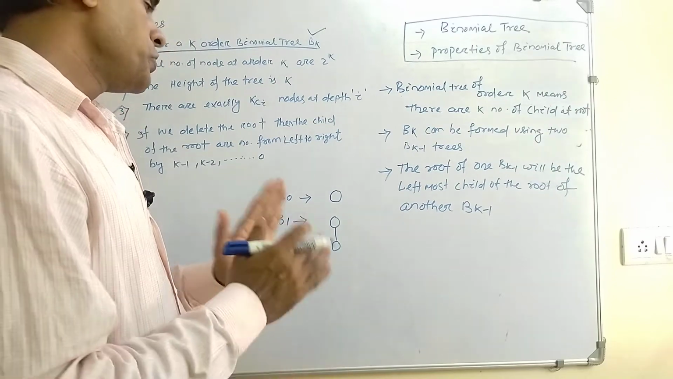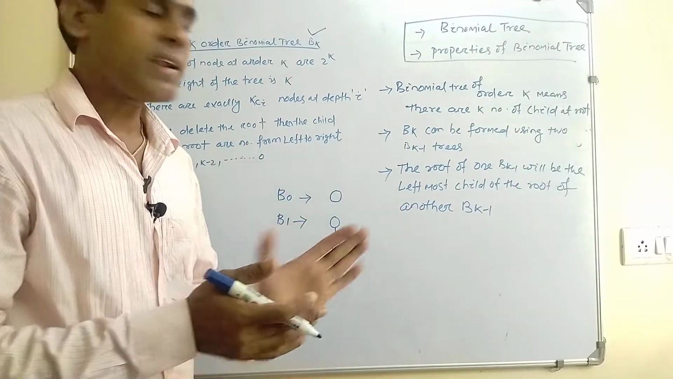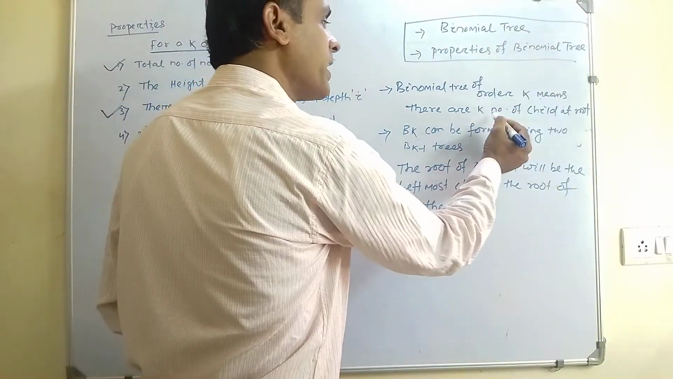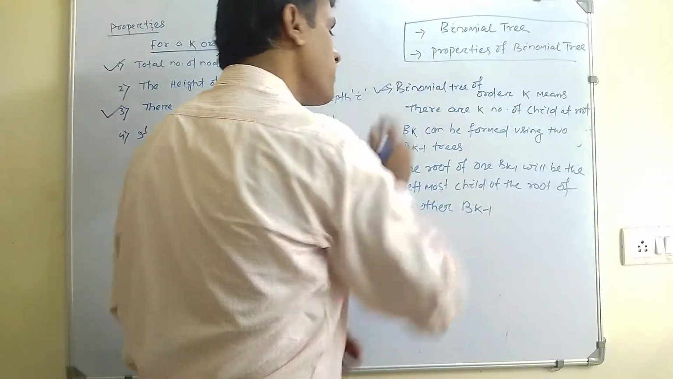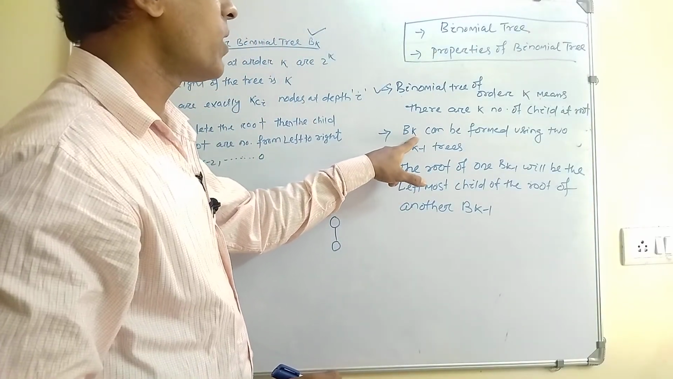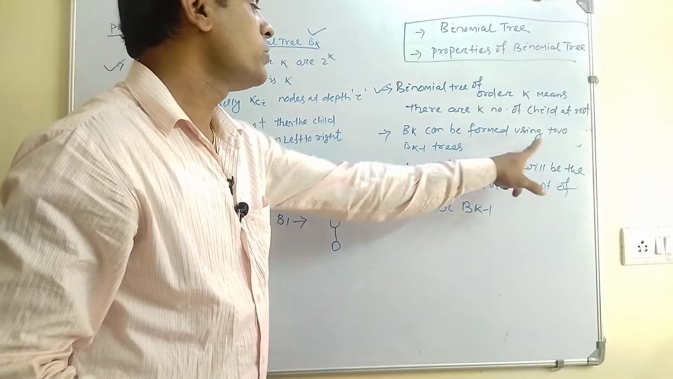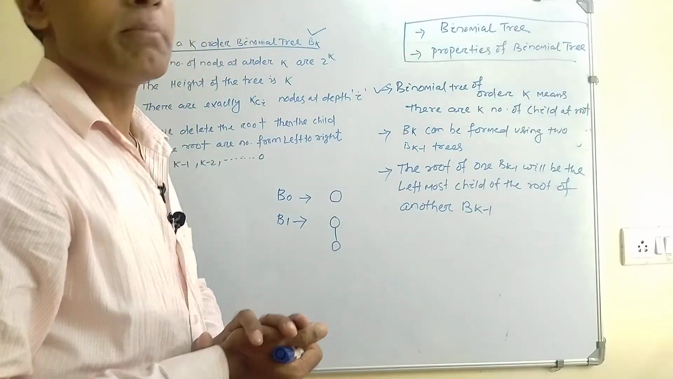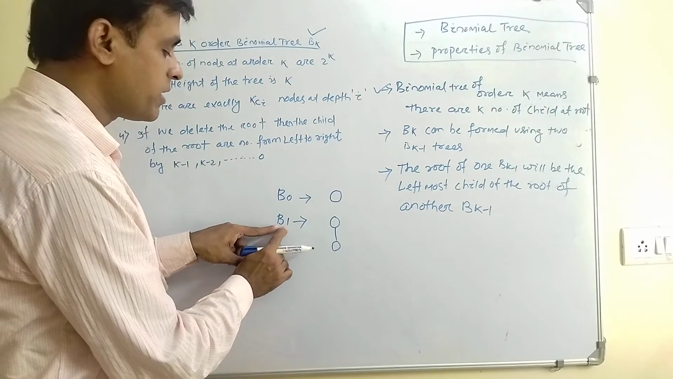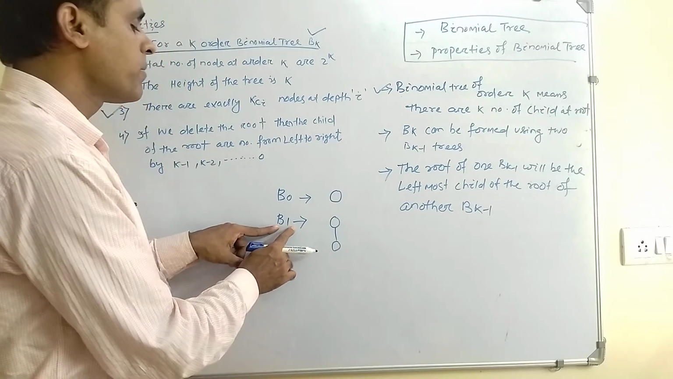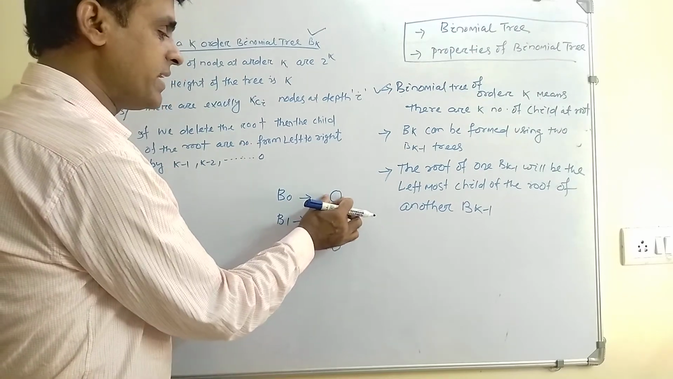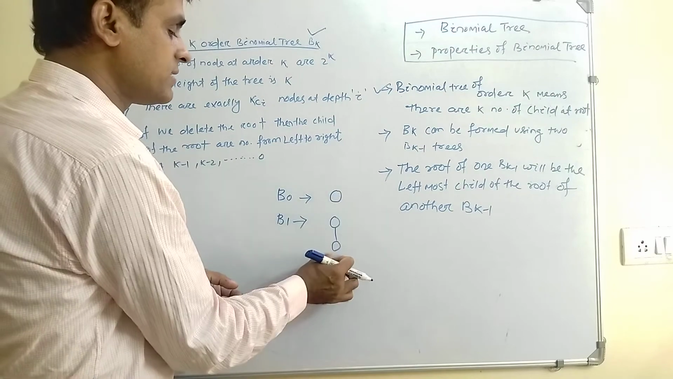To form a binomial tree, there are some properties. A binomial tree of order k means there are k children at the root. That is the first property. The second one says that a binomial tree of order k can be formed using two binomial trees of order k minus 1. A binomial tree of order 1 can be formed by using two binomial trees of order 0. This is one; if we take this one and another, this will be it.